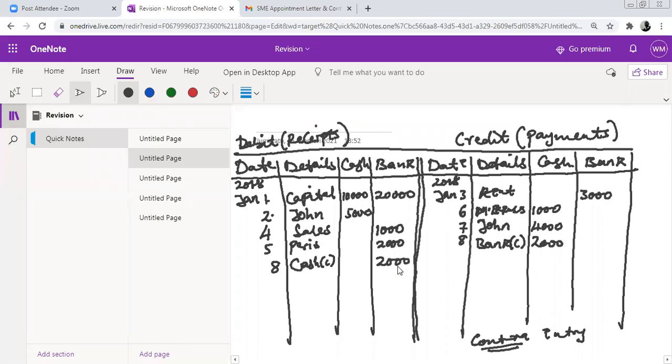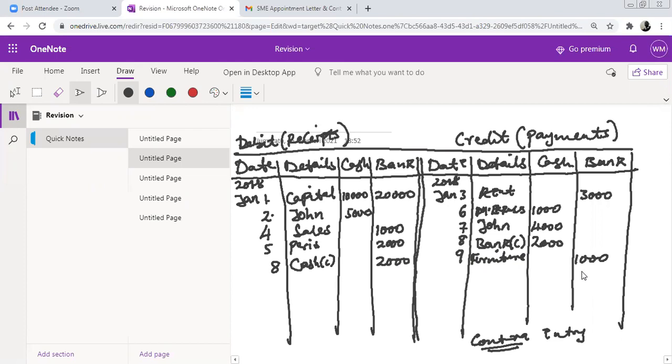On nine, we bought furniture worth 1,000 and paid by check. So that is a payment. When you are buying, you are spending money. You put here on nine, you write here furniture. We bought furniture of 1,000 by check. So we put it in the bank column.